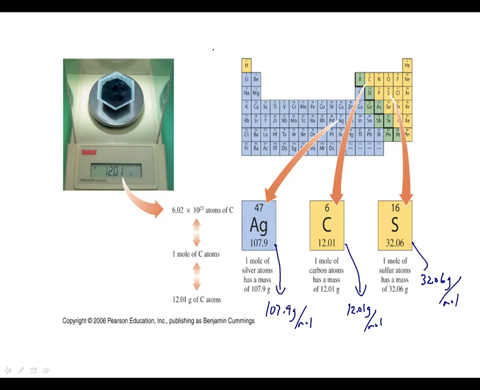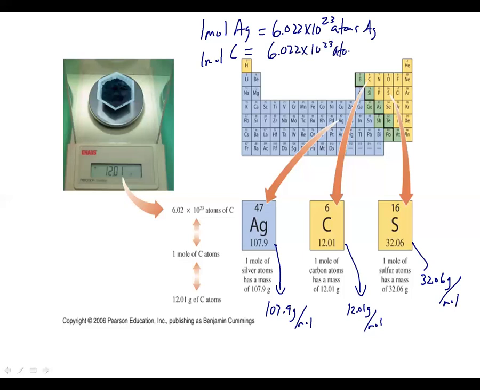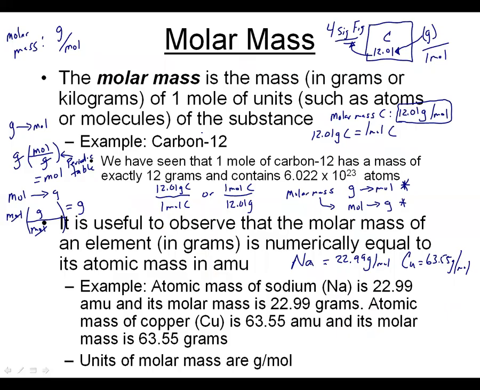And then 1 mole of any of these guys, 1 mole of silver would equal 6.022 times 10 to the 23 atoms of silver. 1 mole of our carbon, like we talked about, would be 6.022 times 10 to the 23 atoms of carbon. Now, when we go backwards here, is that one of those things that we passed over?